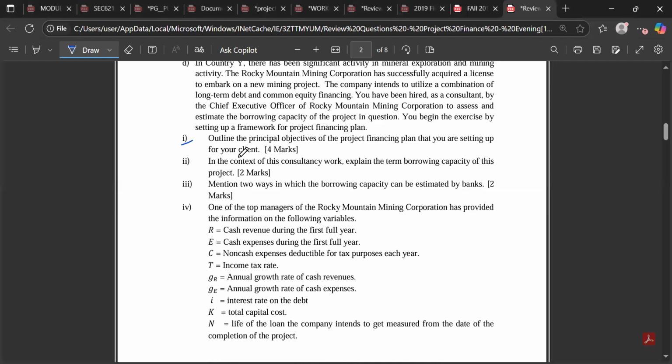Now it says, in the context of this consultancy work, explain the term borrowing capacity of this project. So what does borrowing capacity refer to? Borrowing capacity simply refers to the maximum amount of debt a project can support based entirely on the projected net operating cash flows. Is that part clear?